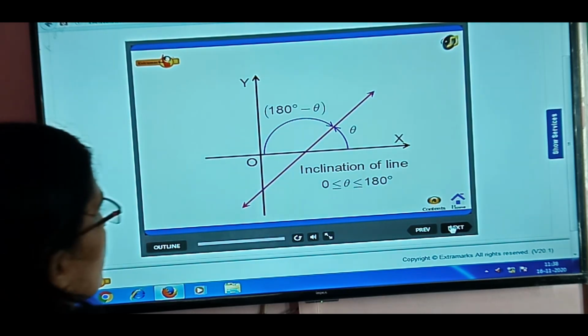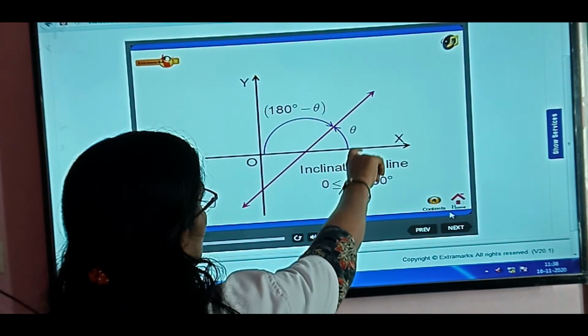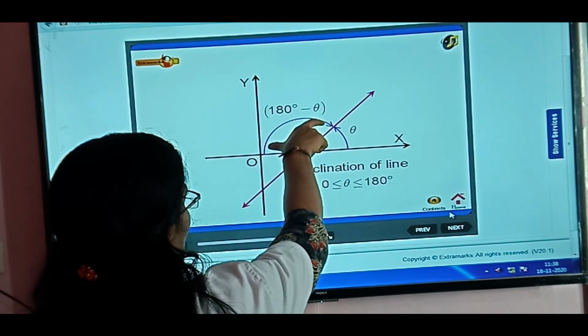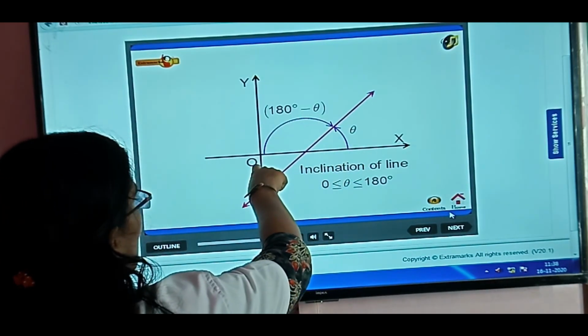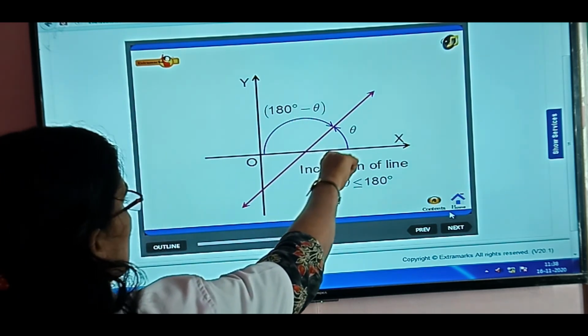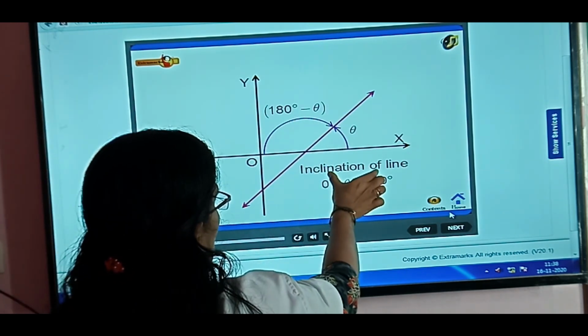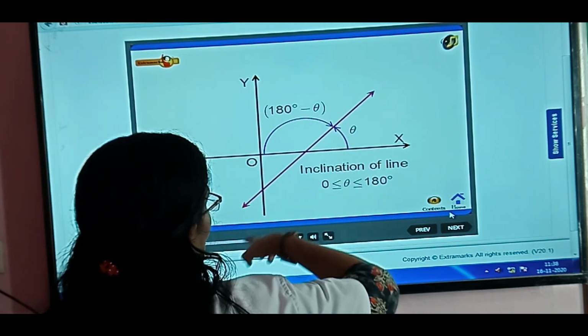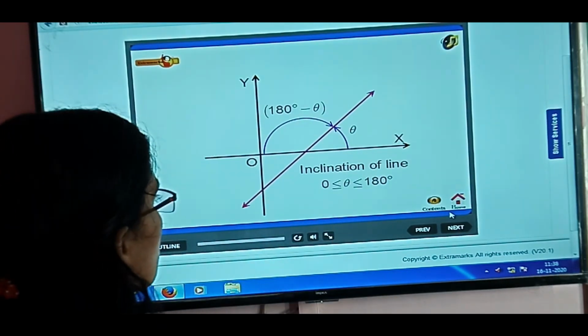Children, I hope this is clear for you. If this angle is theta, when a line is drawn which touches the x-axis, two angles are formed, and we know the total angle will be 180 degrees. If this is theta, then the remaining angle will be 180 minus theta. This angle is called inclination of the line. This angle will be called the inclination of this line. Okay, children? Let us move to next page.